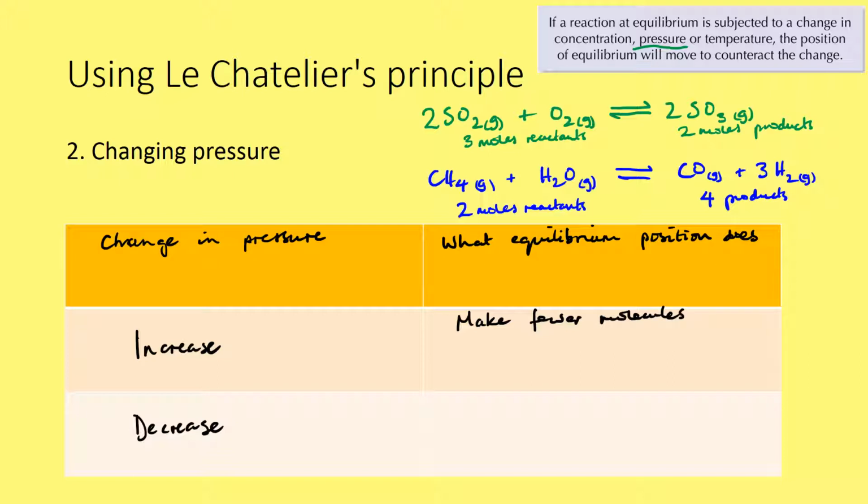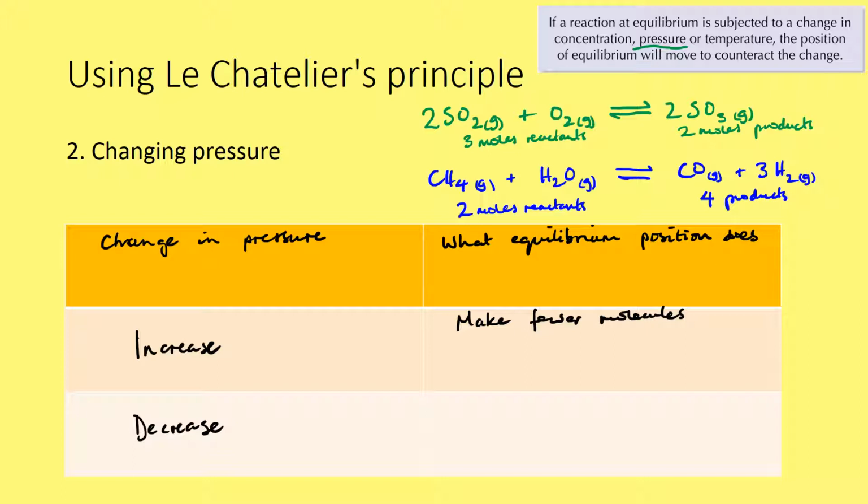It wants to make fewer molecules, so that can counteract the increase in pressure and decrease that pressure back to near what it was originally. So in principle, the equilibrium position wants to make fewer molecules if you increase the pressure of that system. So what does that mean for the green reaction?